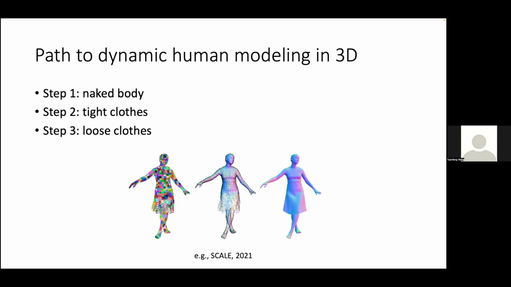Moving towards the next step, we can do loose cloth. In the SCALE paper, they predict the position of the cloth in 3D, of course based on the given pose, and then calculate some neural features for the vertices, and then synthesize the geometry and appearance, etc. But for now, everything is in the pose space. All the appearances are pose dependent.